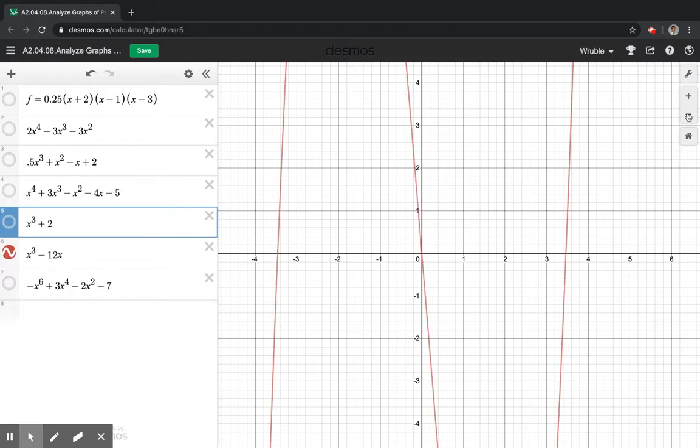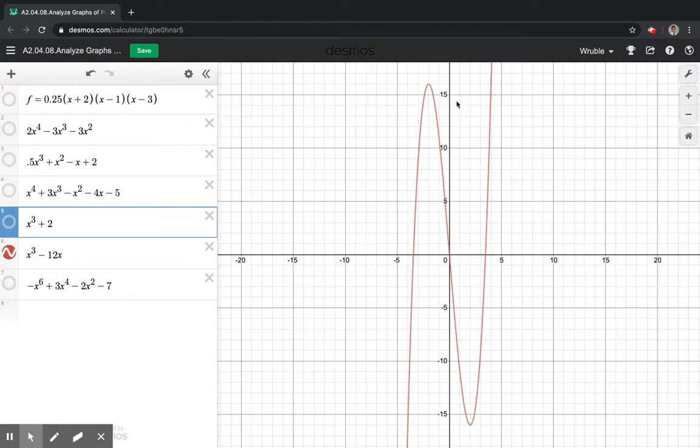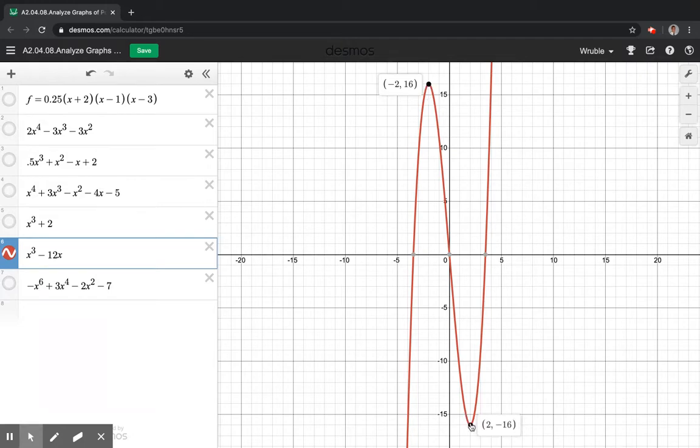We can take a look at this one, and if we look at our local maximum here and our local minimum here, we see that the x value is negative 2 with a positive 16, and then over here it's positive 2 with a negative 16. So one half of this graph will rotate around and map onto the other half. So this is an odd function.